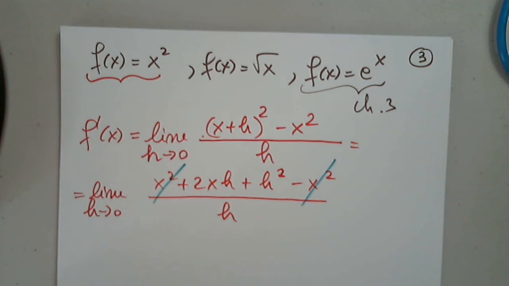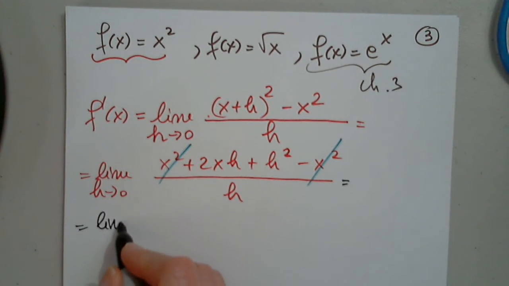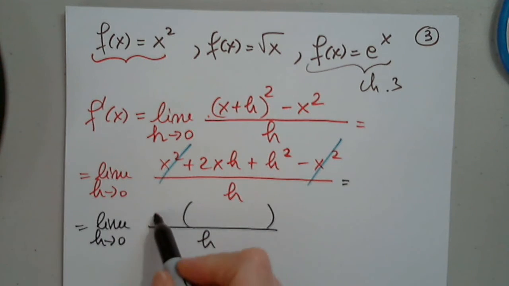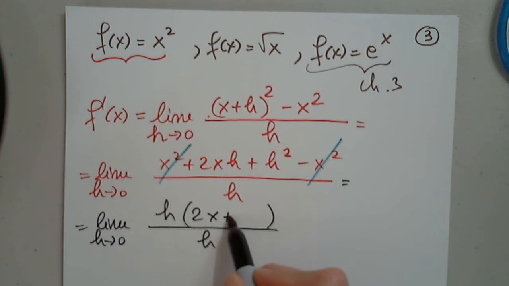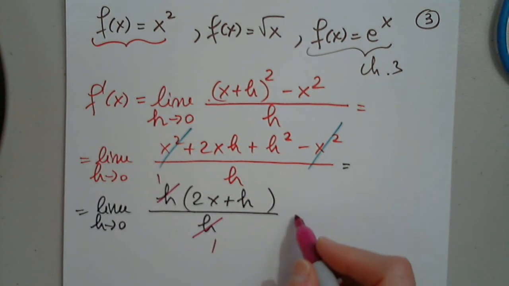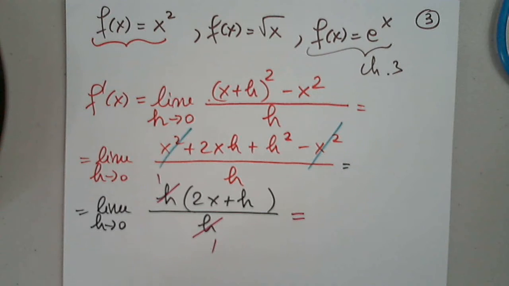these two go away. And as expected, the next step would be to factor out an h from the terms in the numerator. Very good. And 2x plus h. What would be the next step? Simplify. Very good. Now I apply the limit operator here, so it will disappear. What is the answer? 2x.